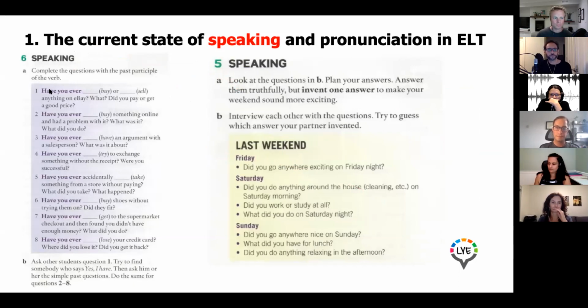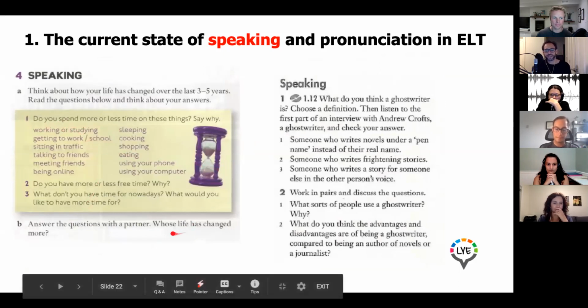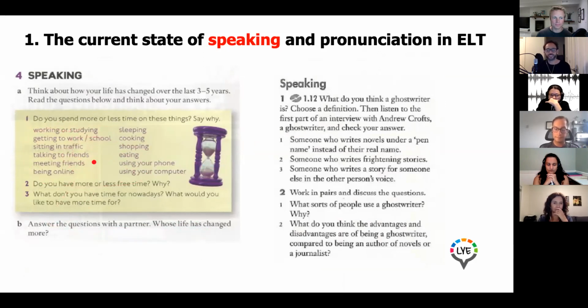As you can see, right here we have a "have you ever" question. So again, "have you ever" is a very controlled activity where students just have to produce sentences using "have you ever." We have another speaking activity here where students just have to basically answer questions. Moving on, something also very similar here, answering questions with the partner. And then there's a little bit of a task here: whose life has changed more. You're still feeding a lot of language that you want students to produce. Same thing here. What do you think a ghostwriter is? Choosing definitions.